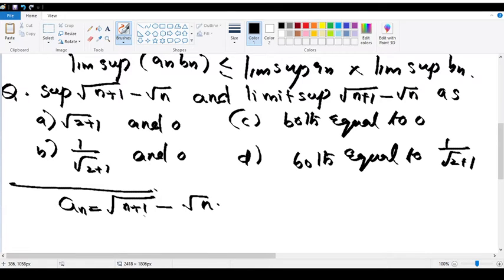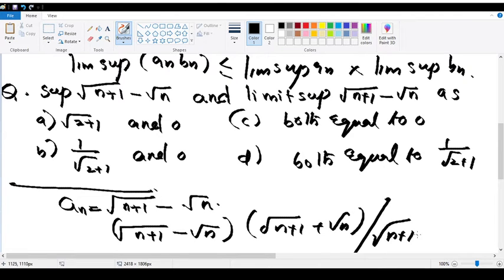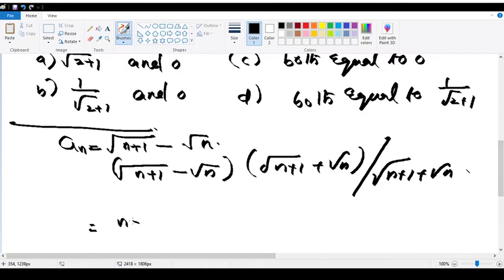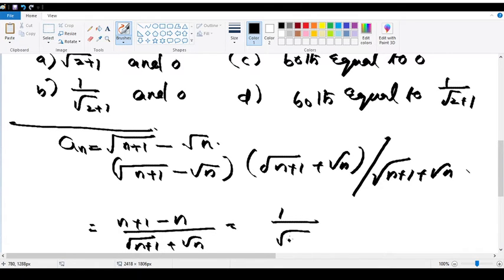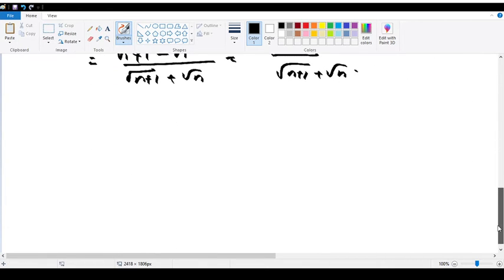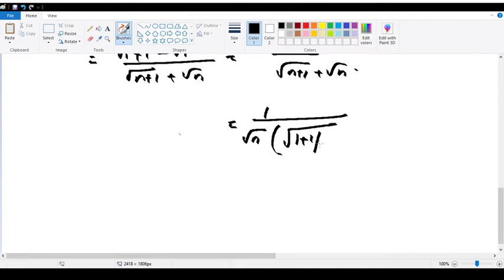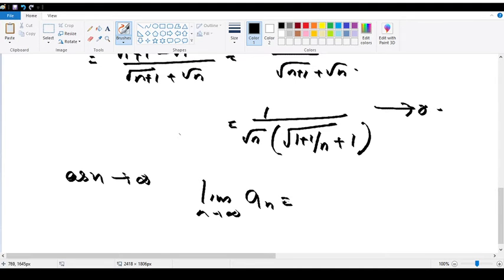Nice. We can take its conjugate. So we get n plus 1 minus n by root n plus 1 plus root n. So 1 by root n plus 1 plus root n. So 1 by root n, root of 1 plus 1 by n plus 1. So as n tends to infinity, this tends to 0. So limit n tends to infinity, an equal to 0.